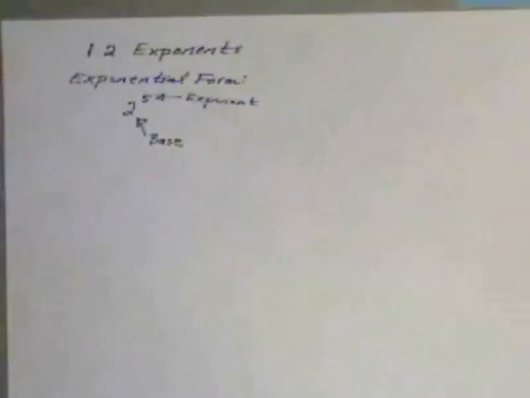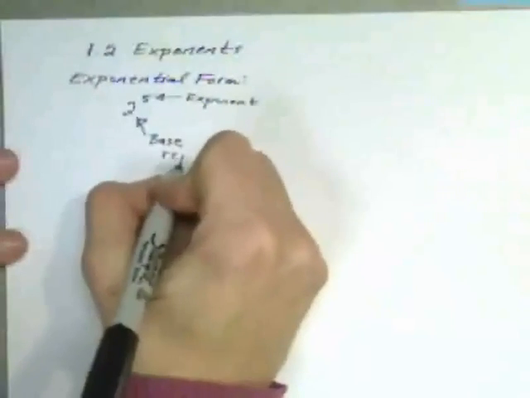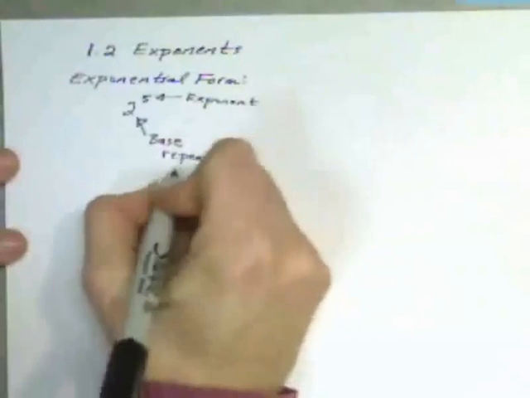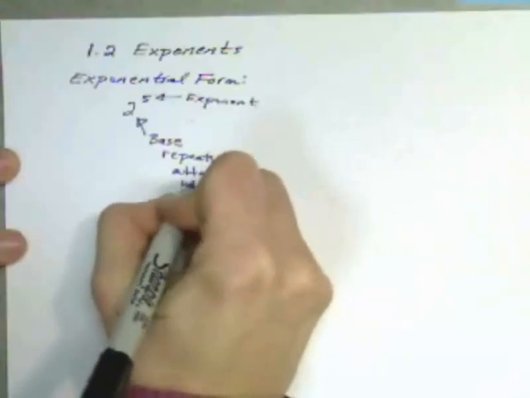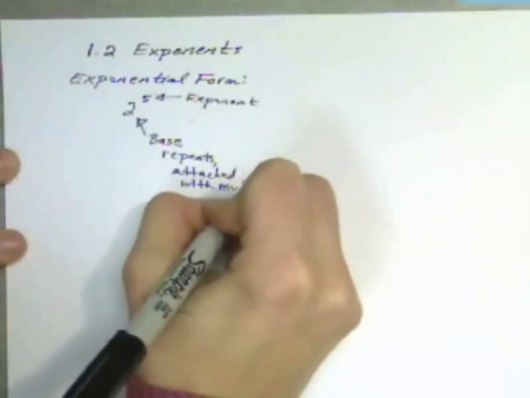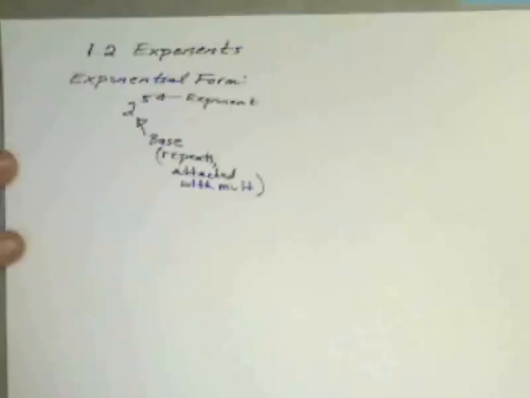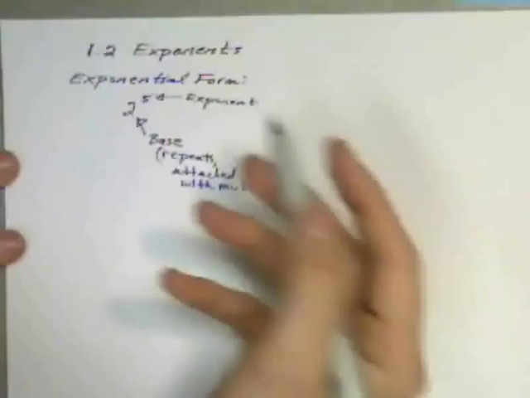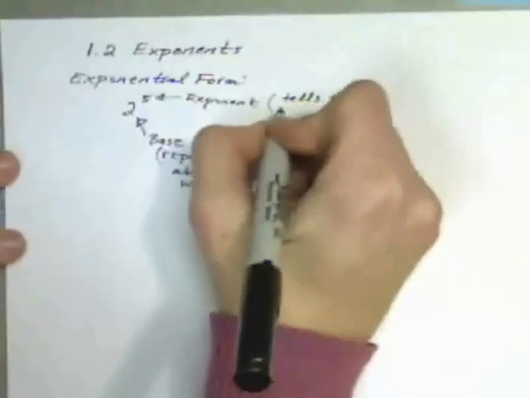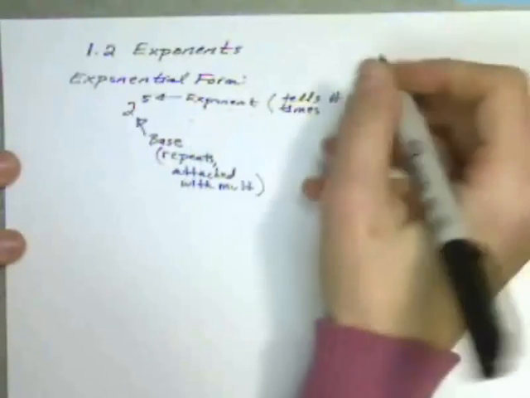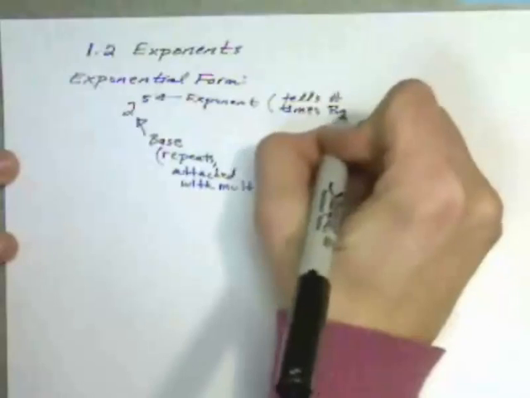The idea is that the big number, the base number that's not floating, is the one that will repeat by multiplication. It repeats attached with multiply. This exponent tells the number of times the base, the big number, will repeat.